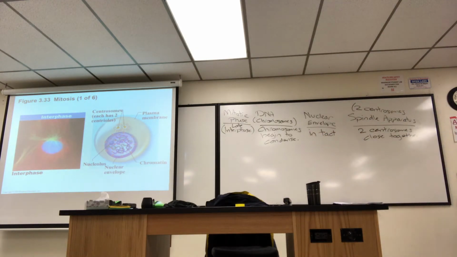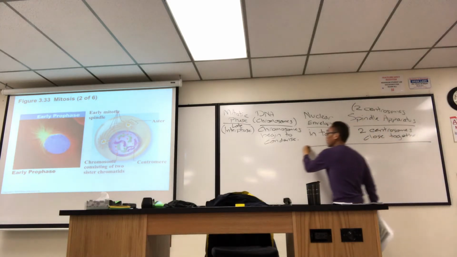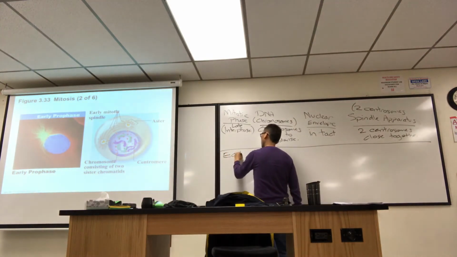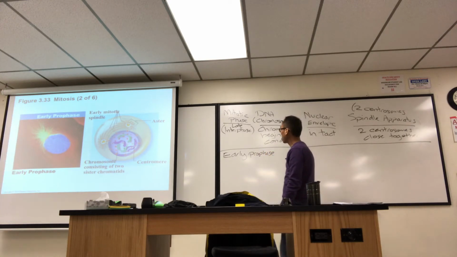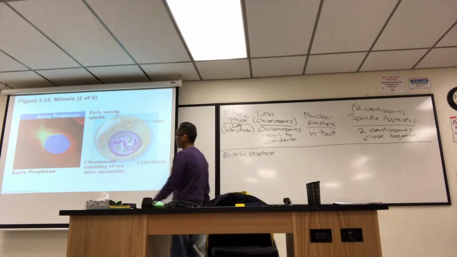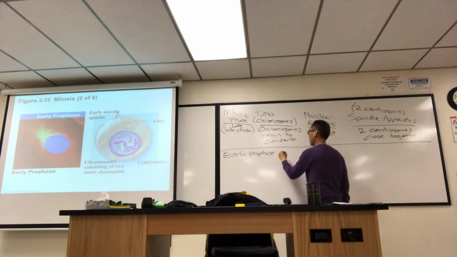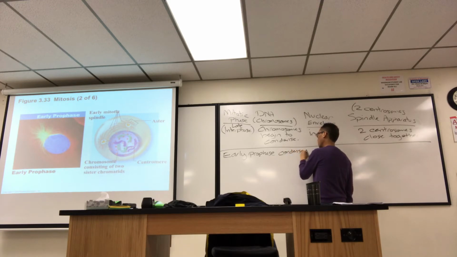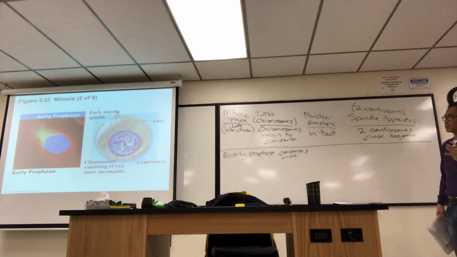When we start to go through the phases of cell division, we start with what they call early prophase. I'll say that the DNA is already replicated, and it starts to condense more. Remember, when did replication happen? It happened in interphase during the S phase.